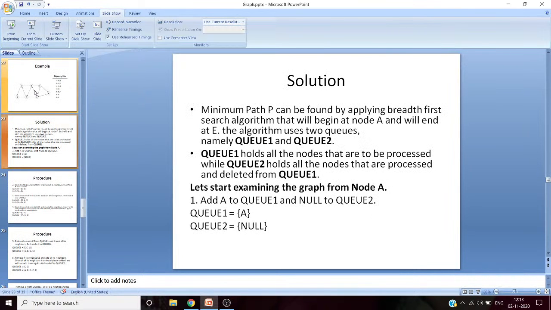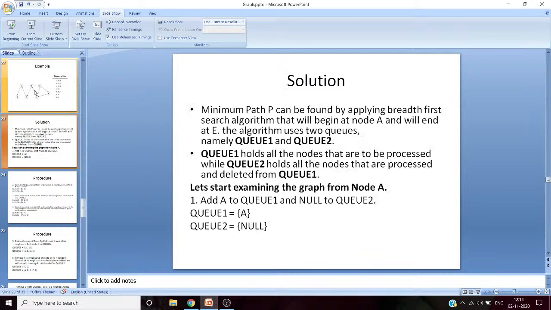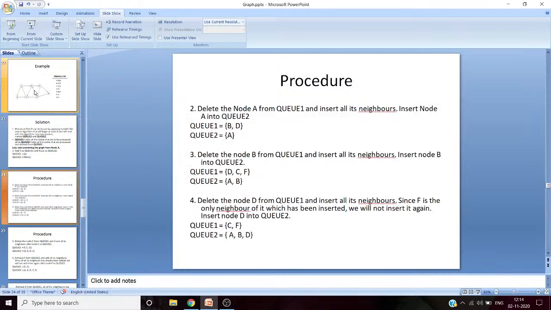Q1 was null, Q2 was null because no nodes have been processed yet, and Q1 was containing only the initial node. After containing the initial node, we will check the adjacency list to see if it has any neighbors or not. Okay. B and D are neighbors. Clear? So we are inserting B and D in Q1, and Q2 will contain A.